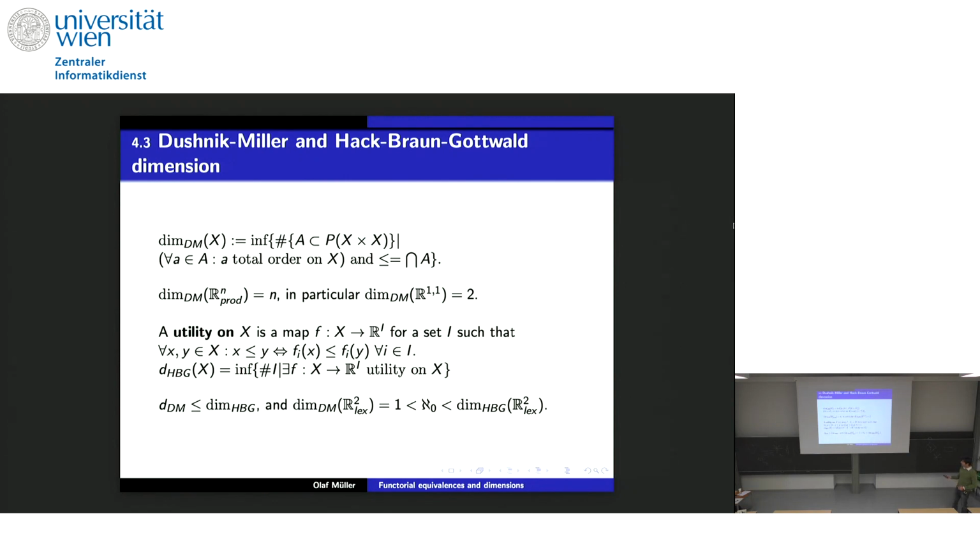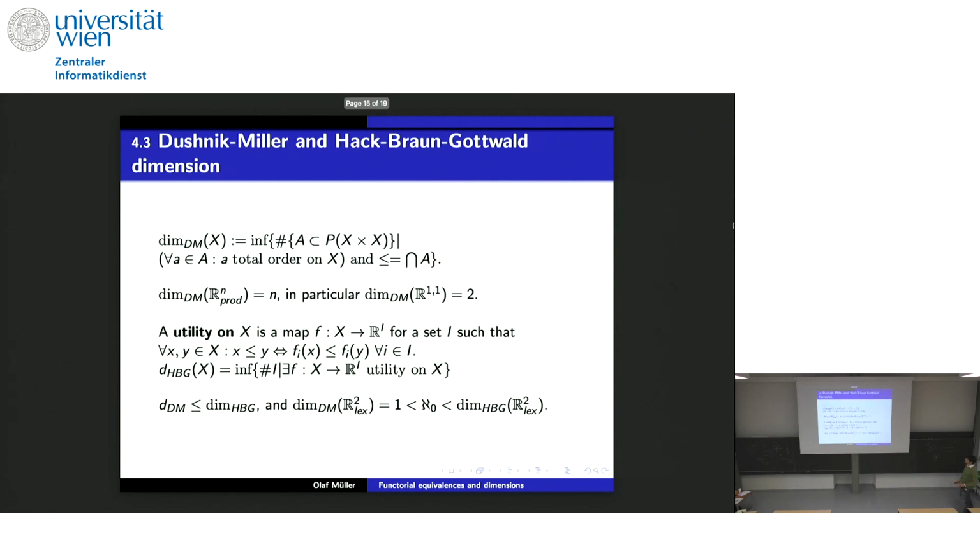And there are also examples where you can see the difference. The two-dimensional lexicographical space, as it is totally ordered, has Dirichlet-Miller dimension 1, as every totally ordered space. But its Hack-Braun-Gottwald dimension is uncountably infinite, more than Aleph 0. I won't go into details here, but you can see this quite easily. So there's a difference, but you still have an estimate.